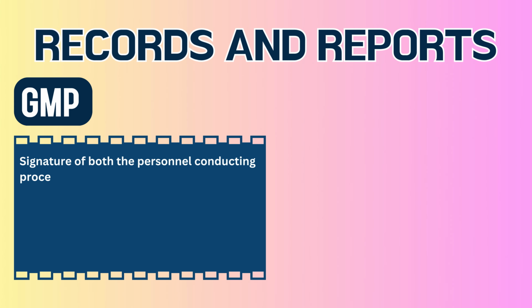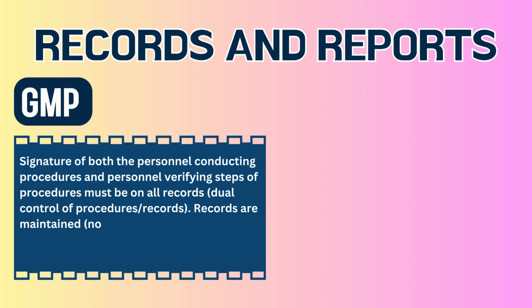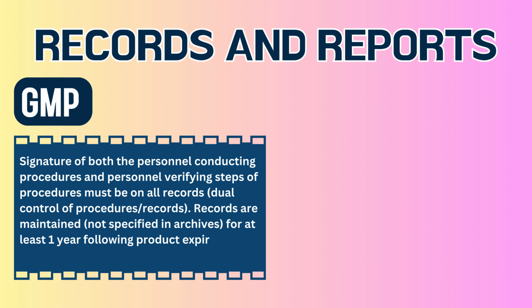Records and reports. GMP records and reports: signature of both the personnel conducting procedures and personnel verifying steps of procedures must be on all records. Dual control of procedures. Records are maintained, not specified in archives, for at least 1 year following product expiration date.